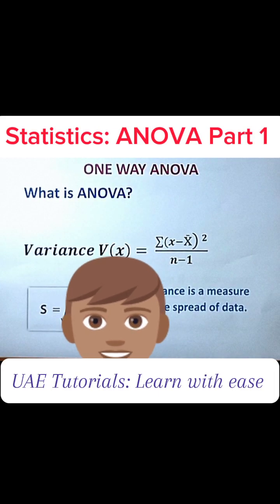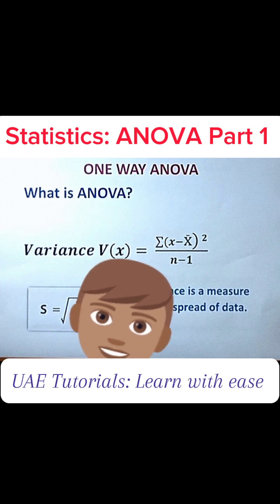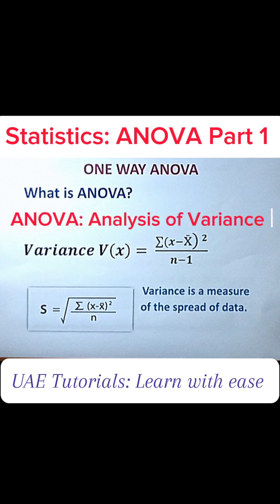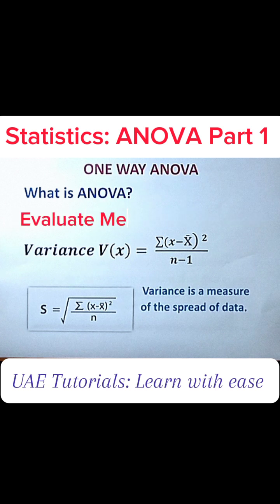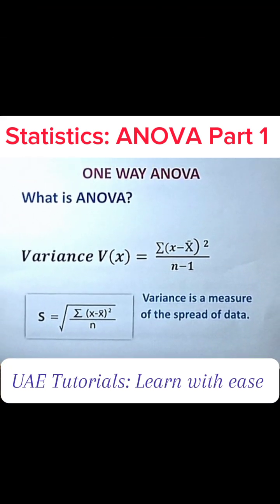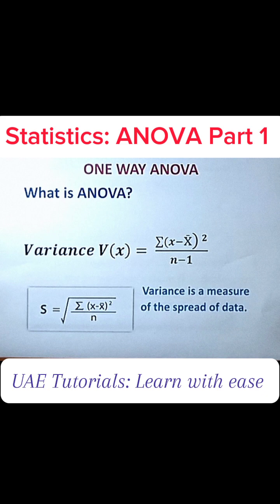Hello viewers, in this video I want to briefly touch on what is called ANOVA. ANOVA simply means analysis of variance. And what is it used for? ANOVA is used to evaluate the statistical mean of at least 3 groups to determine if there is a significant difference in the output of the groups. So going by the definition, we say that ANOVA is analysis of variance.